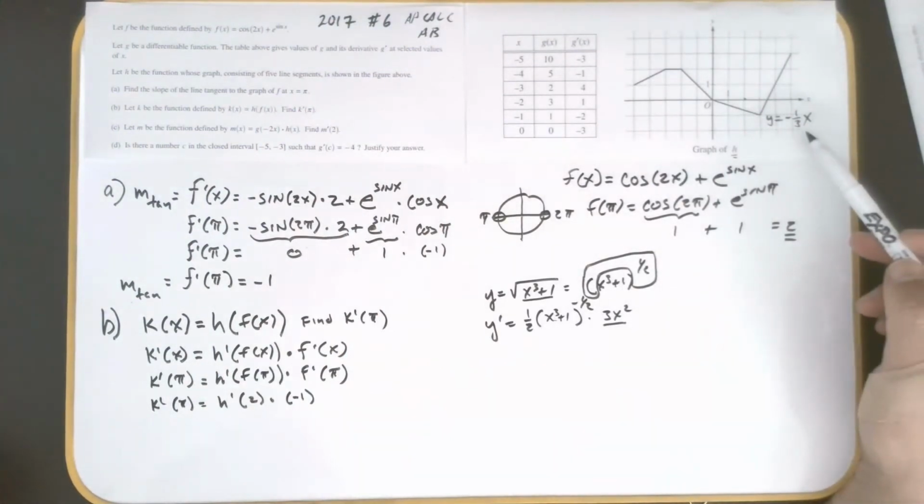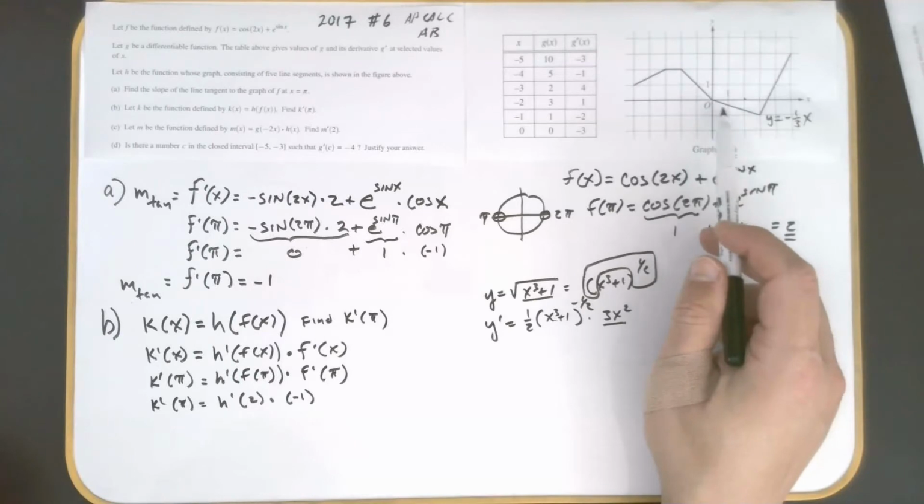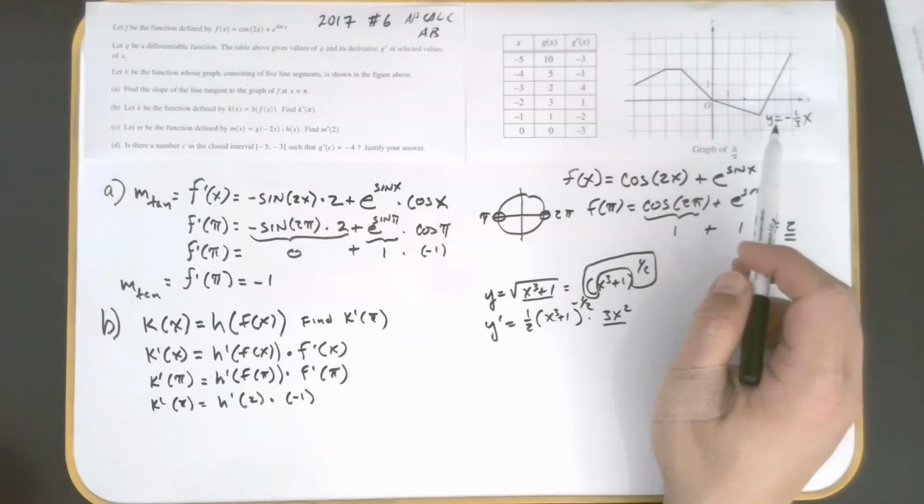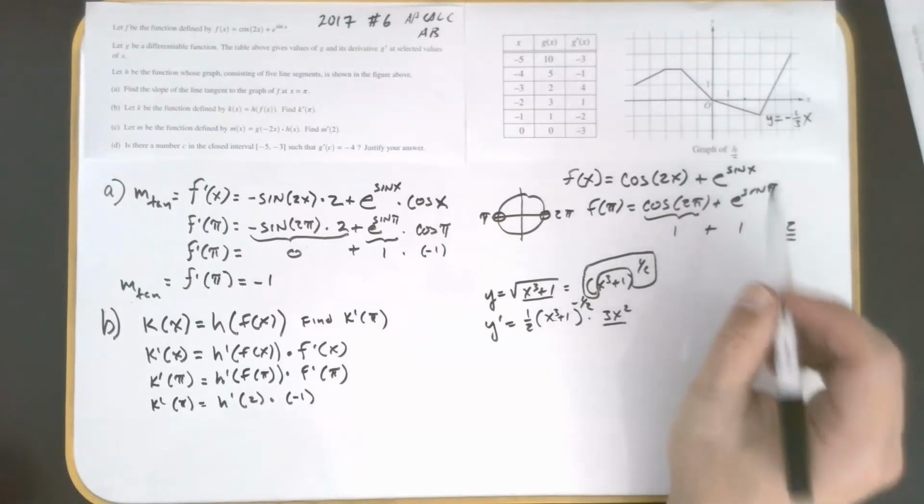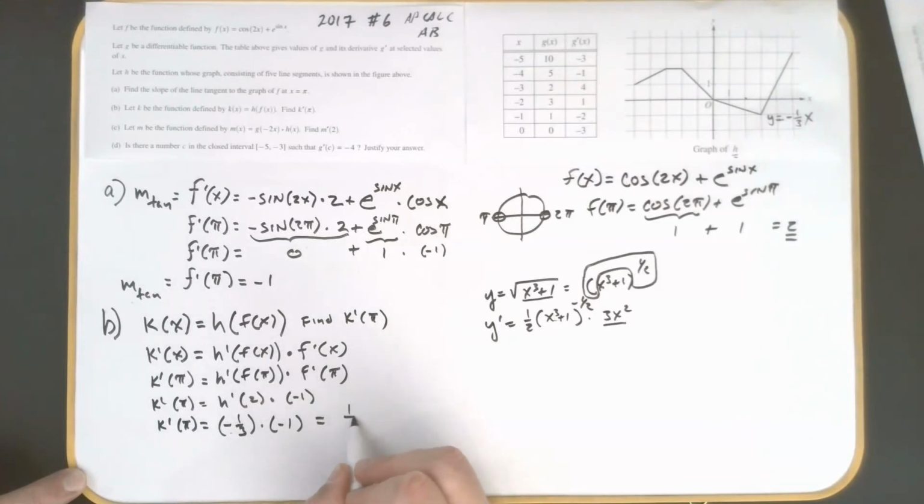So the derivative of that is just negative 1/3. Or if you prefer, you could say, well, tangents to linear functions is just the line itself. So the slope of the tangent is the slope of the line, because it's a linear function. However you want to look at that, the derivative right here at 2, h prime of 2 is equal to negative 1/3. And so our final answer here, k prime at pi, this turns into negative 1/3 times negative 1, and our final answer is 1/3.